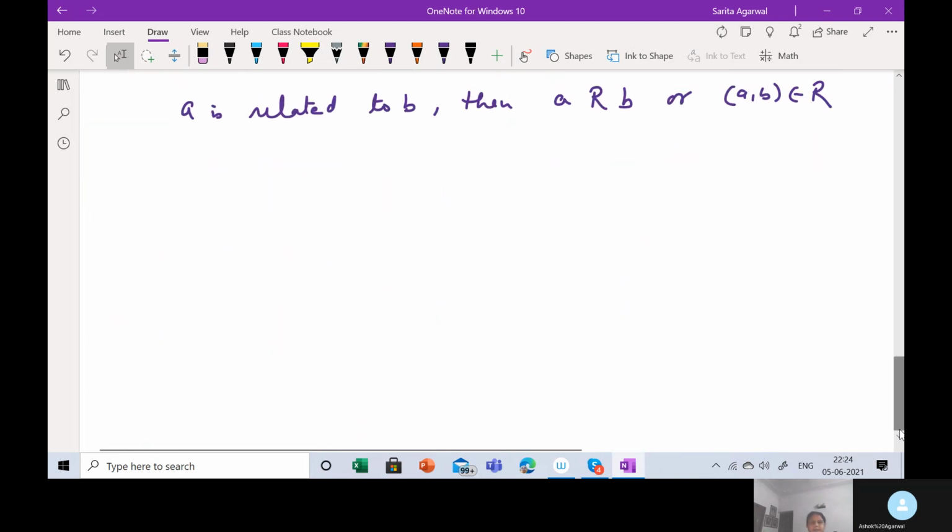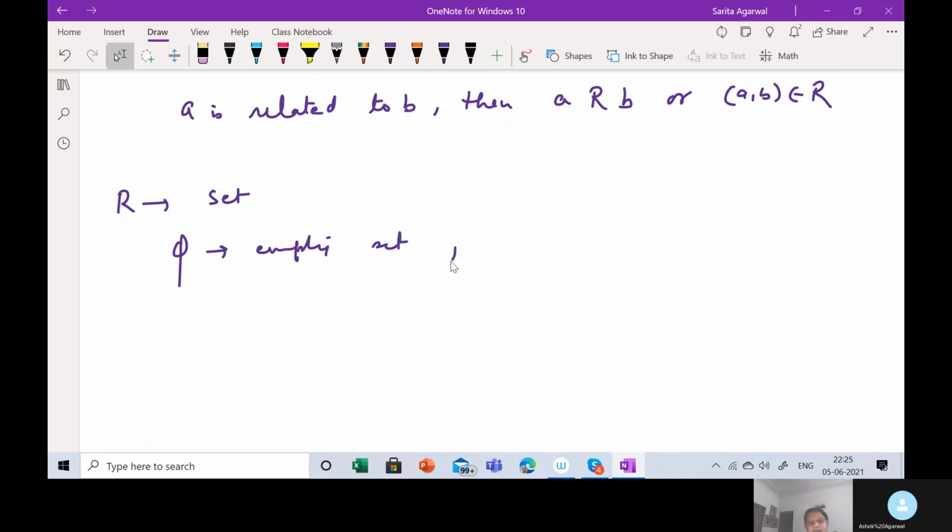Mathematically, we have this. Now, since we have taken this R as a set, we know that we have the empty set, and this R itself is a universal set. So, what are the relations for this? Right? We are coming to that.